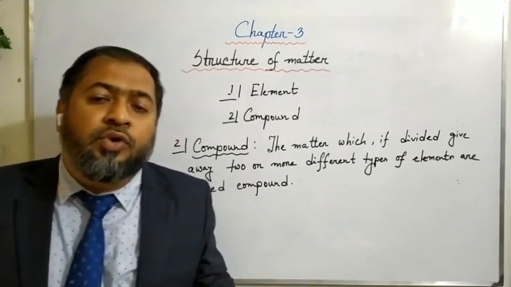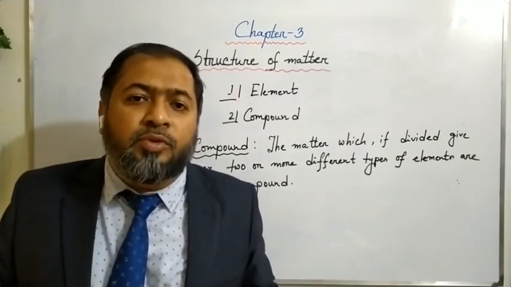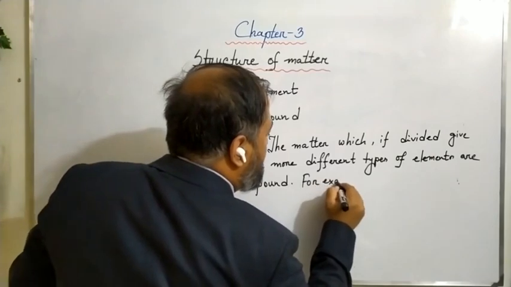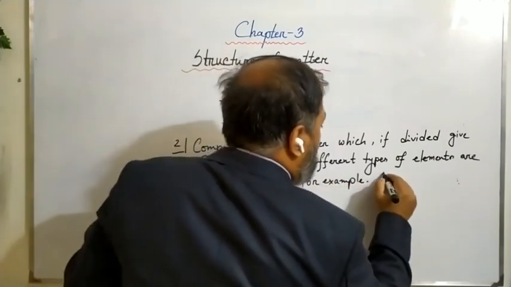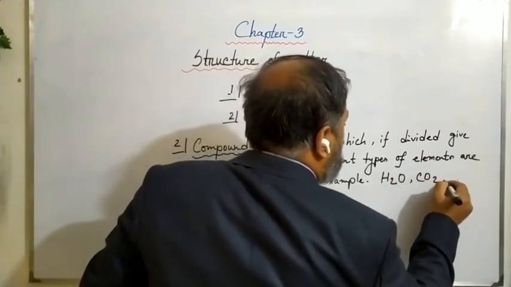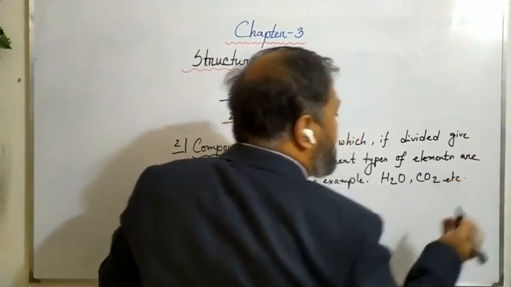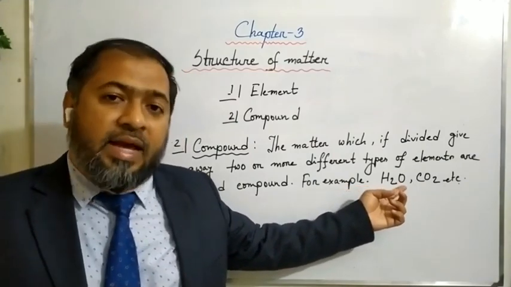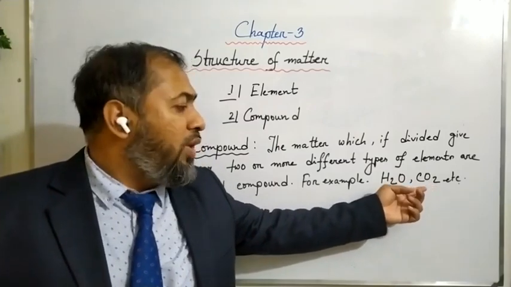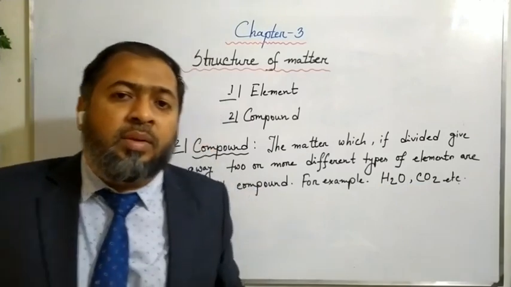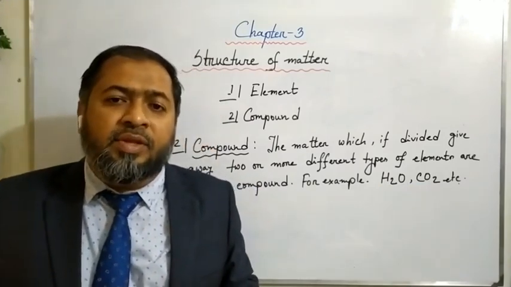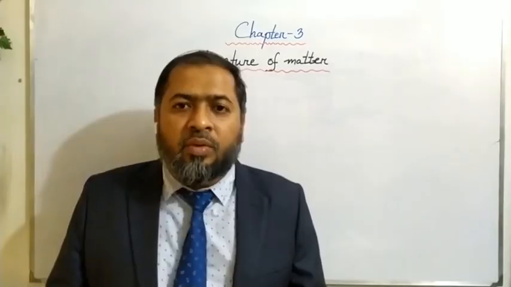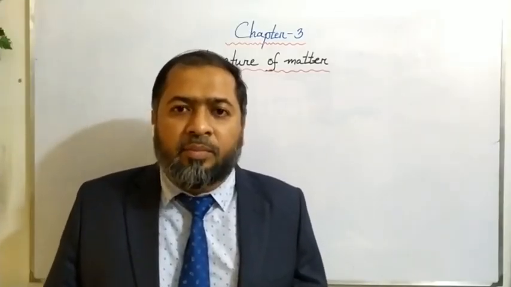Now students, you can see the matter which if divided gives away two or more different types of elements is called a compound. So we can find that a compound is composed of different types of matter. For example, water, carbon dioxide, etc. In these two examples, we can find out that water is composed of two hydrogen atoms and one oxygen atom. On the other hand, carbon dioxide is composed of one carbon atom and two oxygen atoms. So, in every case, we can find that every compound is composed of different elements and the ratio of those elements remains the same.